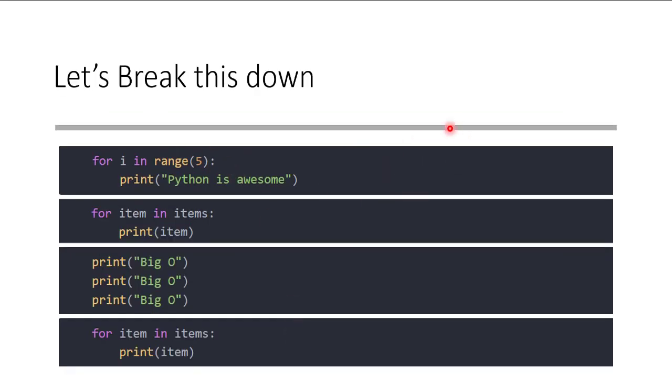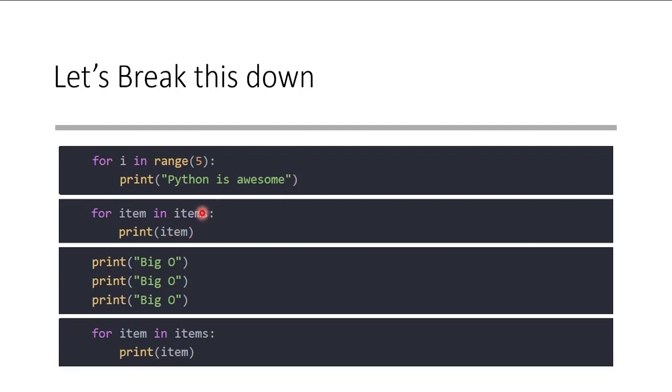So here you can see the first part. The complexity of this first part will be O of 5. Why? Because the line "Python is awesome" is printed 5 times. So since 5 constant steps are being performed, this will be O of 5.